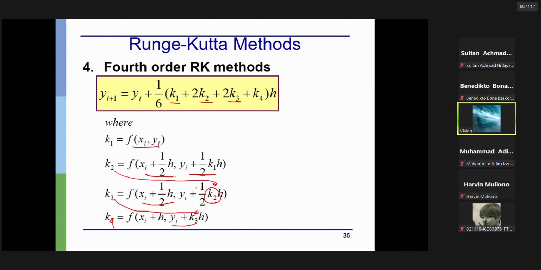So this will be the fourth order Runge-Kutta. I hope this definition is clear enough. What is the difference between K2 and K3? The difference is that the point of y_{i+1/2} is calculated with a different slope. To calculate K2, we use the slope at K1, while to calculate the slope at K3, we use the K2 value. So this will be the fourth order Runge-Kutta.